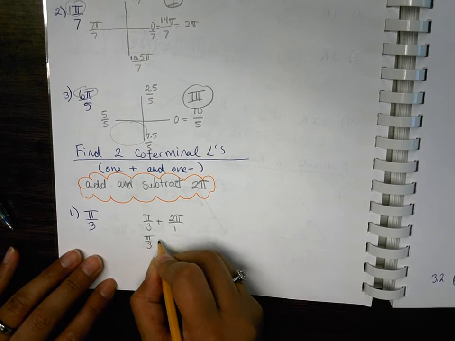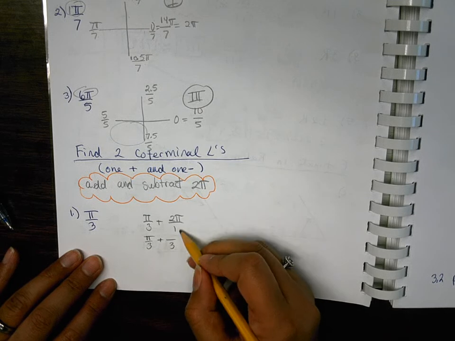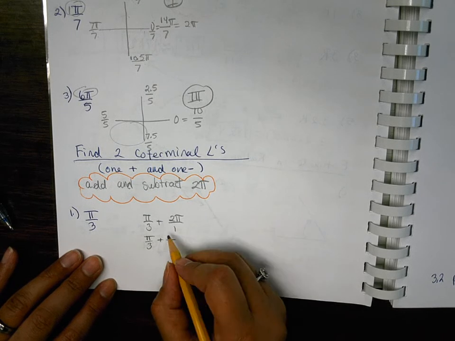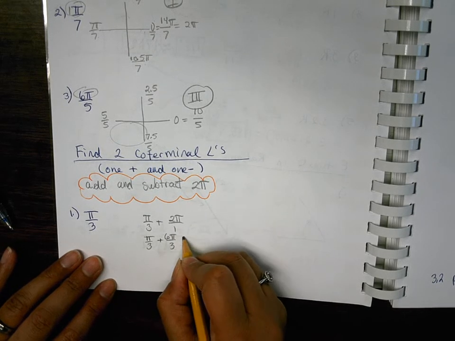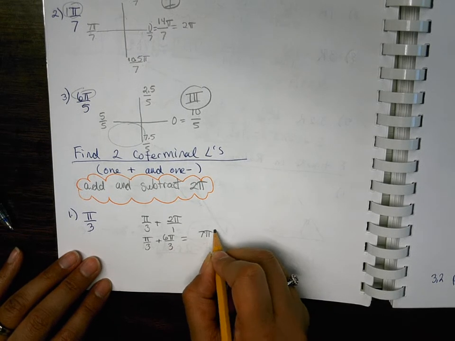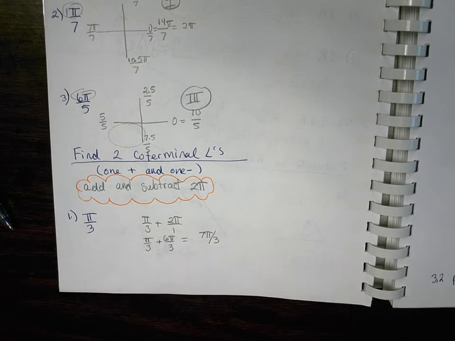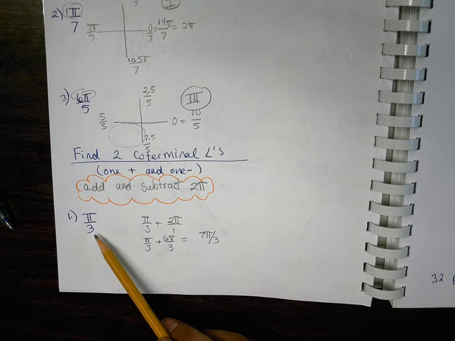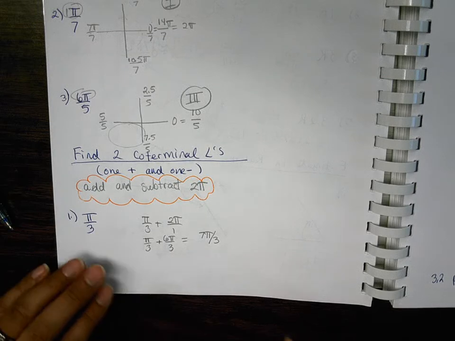So I multiply top and bottom by 3. What does that give me? 6 pi over 3. I add them together. What does that give me? 7 pi over 3. So if I were to plot and graph 7 pi over 3, its terminal side, I'd end up in the same spot as pi over 3. Does that make sense? All right.